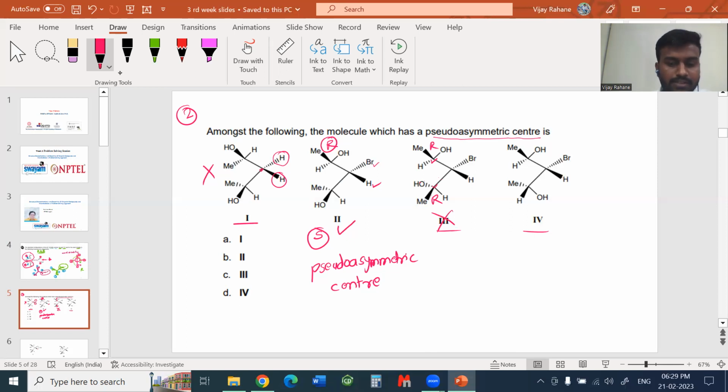Here also we can check the configuration, 1, 2, 3. It's R configuration for this one. For this one, 1, 2, 3. This one is anti-clockwise, but the fourth priority group is upside, so we need to reverse the comparison, so it will be R. So these are the same group. Since these are exactly the same group with the same configuration, this is not a pseudo asymmetric center. So the correct answer is the second, right? So the correct answer is B.